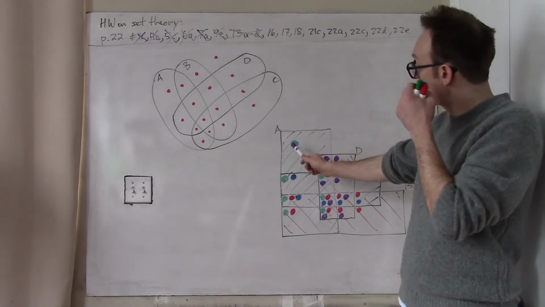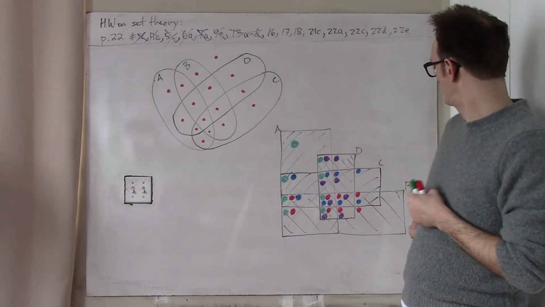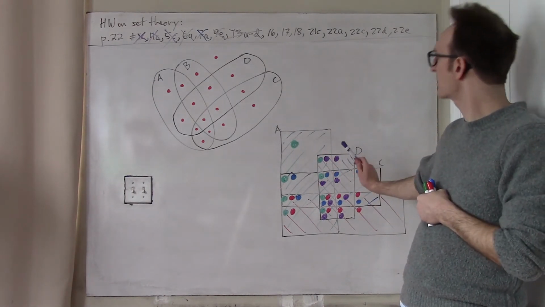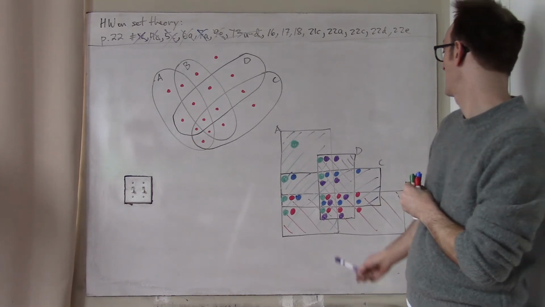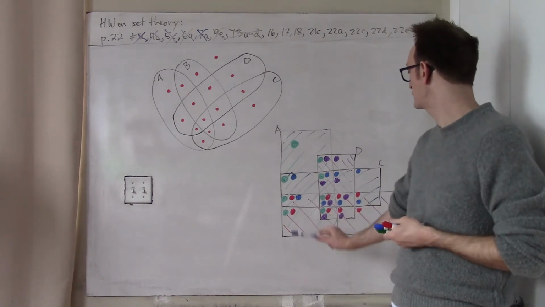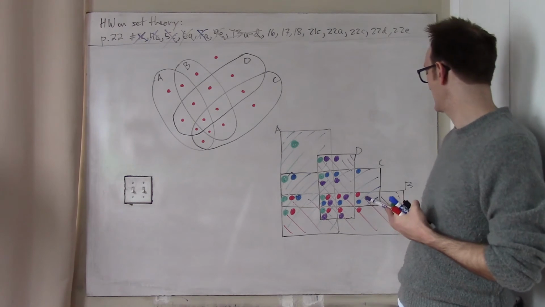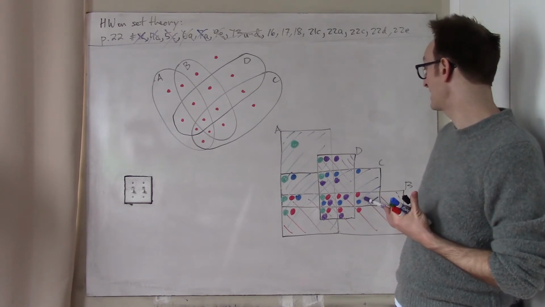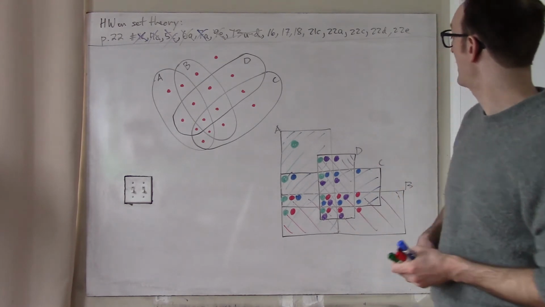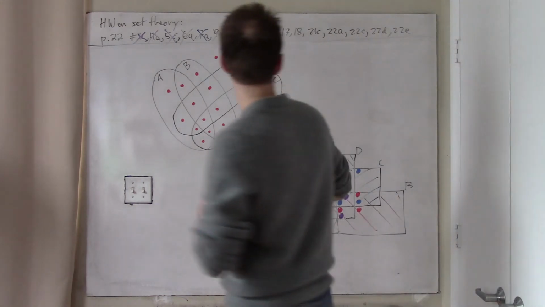And we have things that are in just A, things that are in just B, things that are in just C, things that are in just D, things that are in just A and C, just A and B, just A and C, and et cetera, et cetera. So I think that's quite cool. Okay, that's 16.